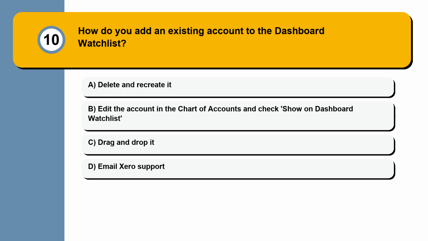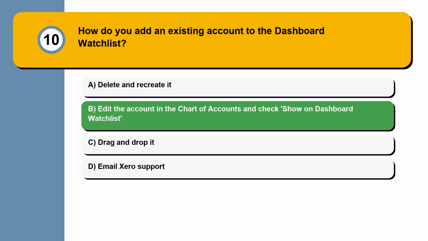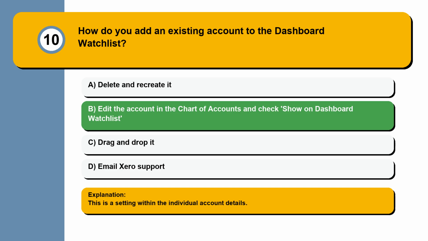Question 10. How do you add an existing account to the dashboard watchlist? Delete and recreate it. Edit the account in the chart of accounts and check Show on Dashboard Watchlist. Drag and drop it. Email Xero support. This is a setting within the individual account details.